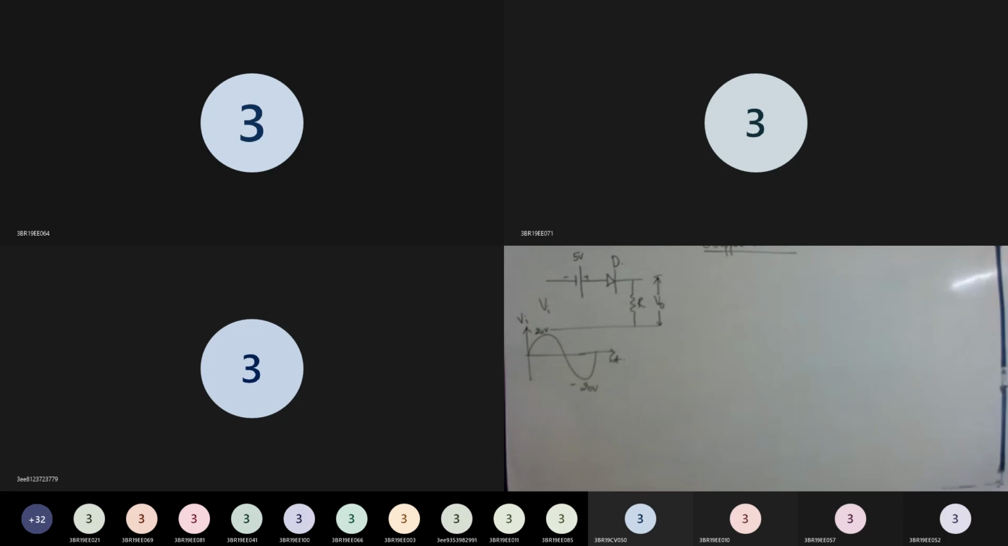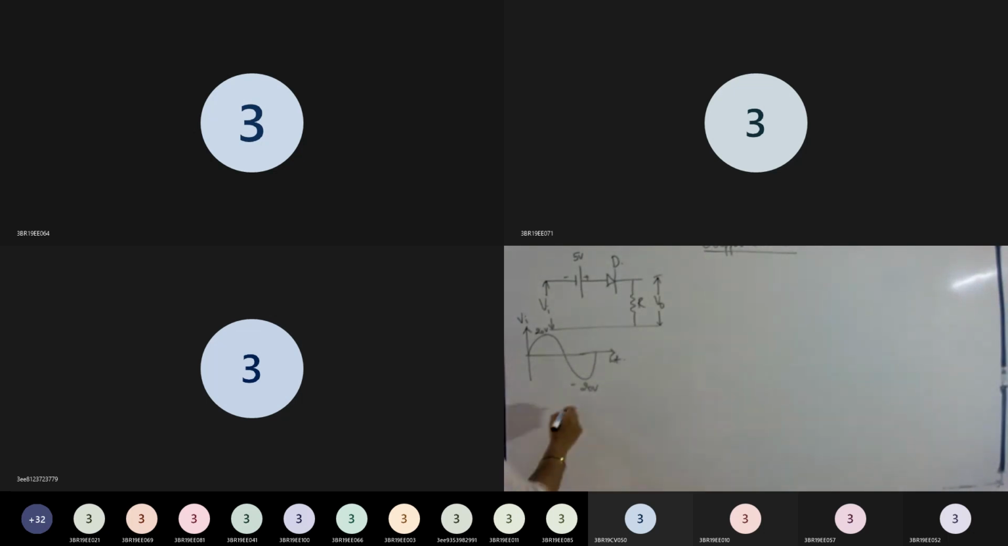So let us take the second circuit in the clipper concept. Take this one and just reverse the battery. We have just reversed the battery and given a particular value for the battery, 5 volt, and this is the input whose peak value is 20 volt and then minus 20 volt. This is the problem statement.